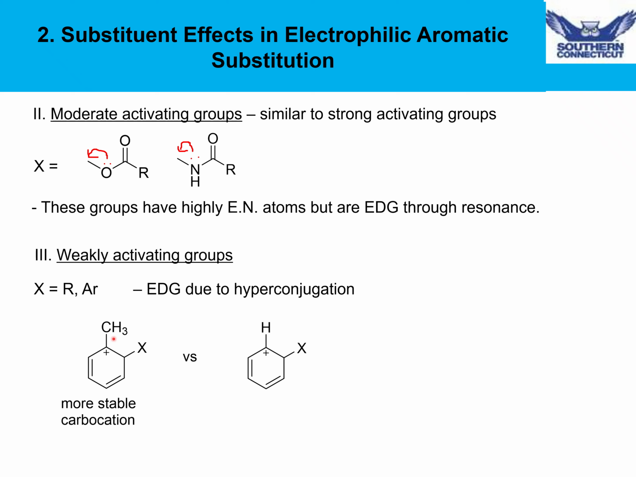Alkyl groups or phenyl groups are considered weakly activating groups, and they do this primarily through hyperconjugation. So when you have a methyl group, for example, in the sigma complex, one of the resonance structures will have a positive charge directly on the same carbon as the substituent, in this case a methyl group. That would lead to stabilizing that carbocation through hyperconjugation, compared to an example where we don't have that methyl group, instead we have a hydrogen. That would be a less stable carbocation.